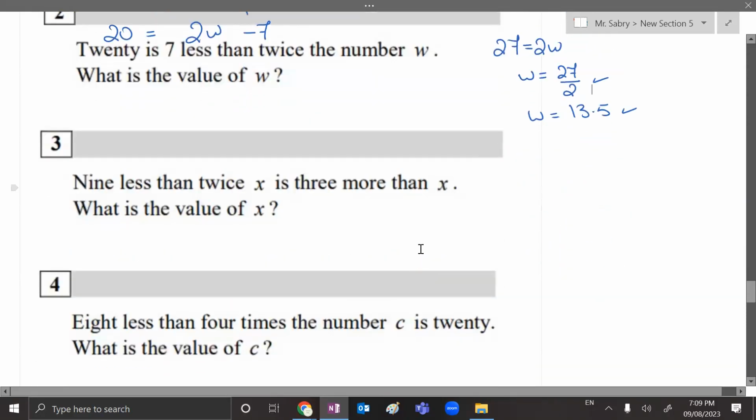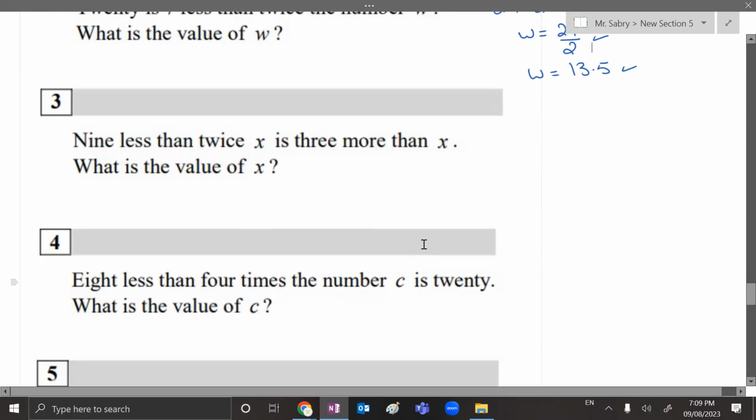Now moving to number 3. It says 9 less than twice x. So 9 less than something, so something minus 9. 9 less than twice x, so 2x minus 9 equals 3 more than something, so something plus 3, more than x, so it's x here. What is the value of x? I'll move the x's together and the numbers to the other side. So x equals 3 plus 9, which is 12.